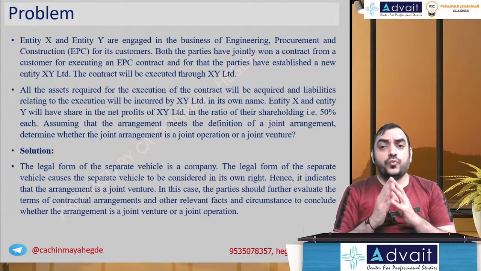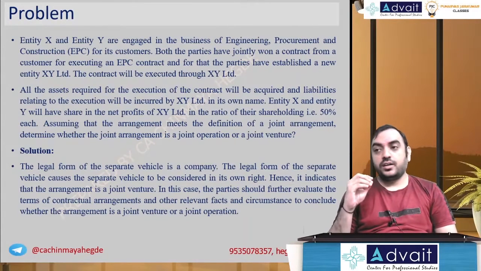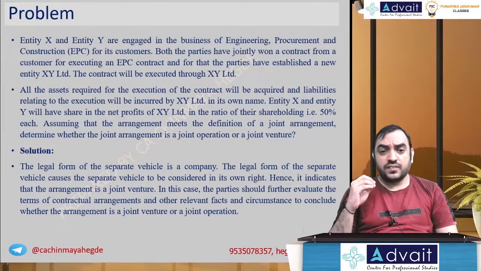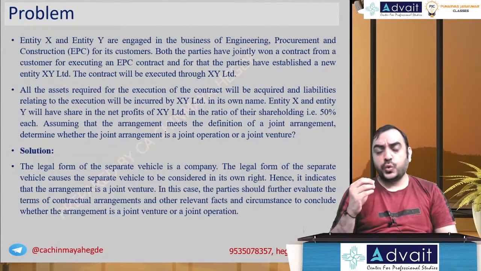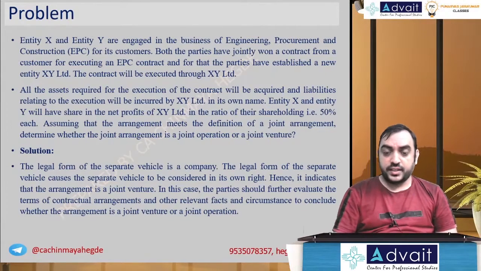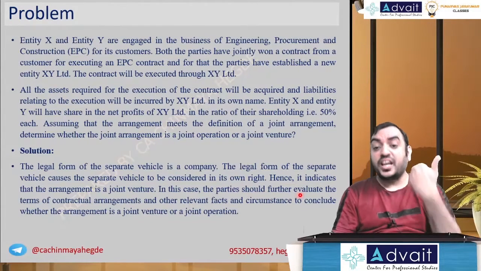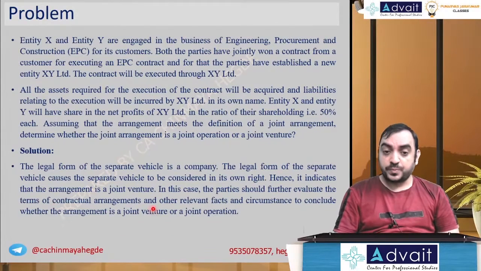Now, when there is a separate vehicle, you have to look at more details of it, more facts of the case. Here they have not given that. They say that XY Limited will do it in its own name, but regarding the ownership, regarding more contractual terms, nothing is given. Legal form is a separate company. Legal form, a separate vehicle, causes the separate vehicle to be considered in its own right, and indicates the arrangement is a joint venture. But in this case, parties should further evaluate the terms of the contractual arrangements and other relevant facts and circumstances to conclude whether it is a joint venture or joint operation.